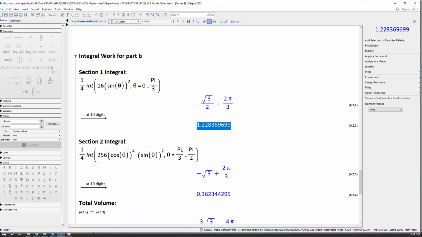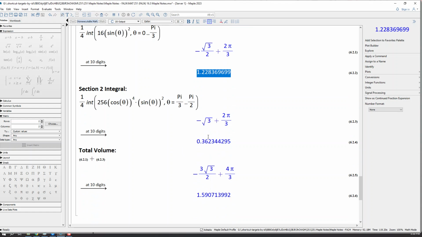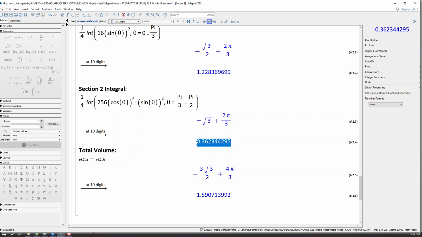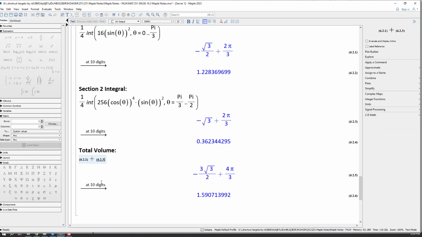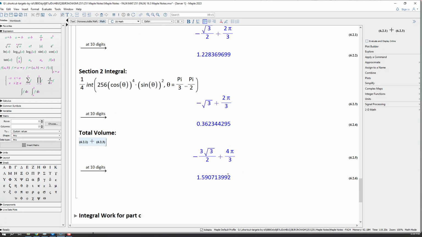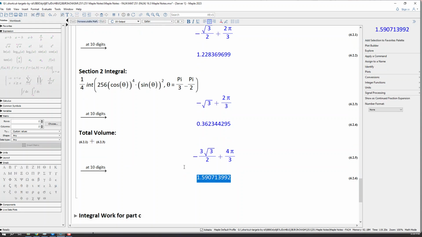All right, so let's go look. And it's 0.362, right? And then you add them up, right? So when you add up 0.362 plus 1.228, and I actually added the exact answers and then had it do it because I used a labeling. So 6.2.1 was this answer, 6.2.3 is this answer, so I had it add them up, and then it gave me 1.591.